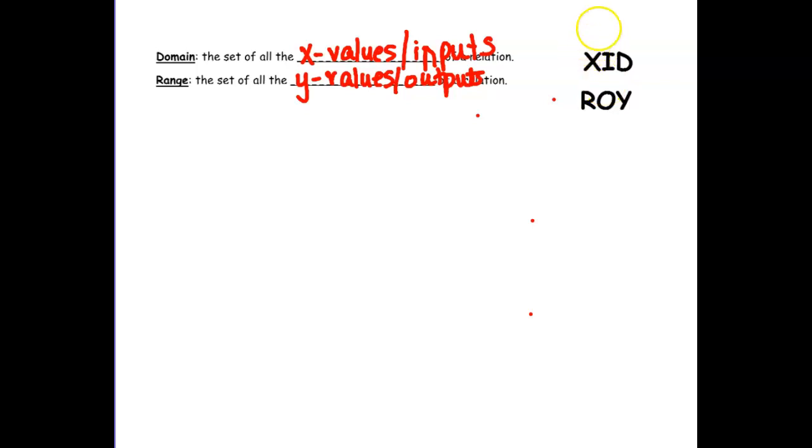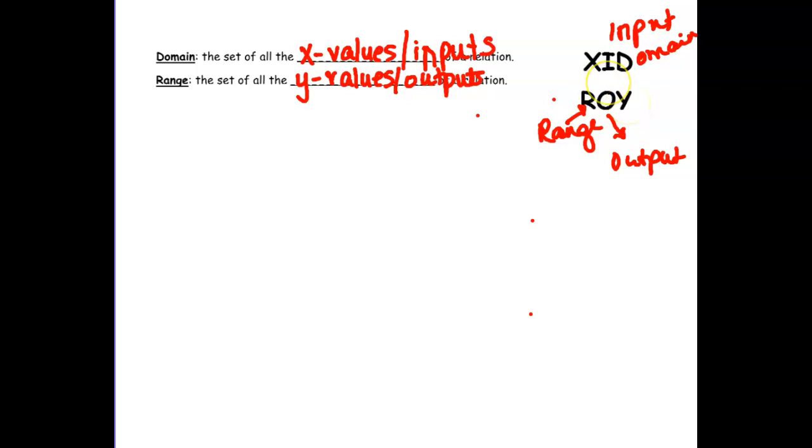X stands for your x values, I stands for your input values, and the D is your domain. Okay, ROI, we've got the range for your output. The O is your output values, and then your y values would be your y.